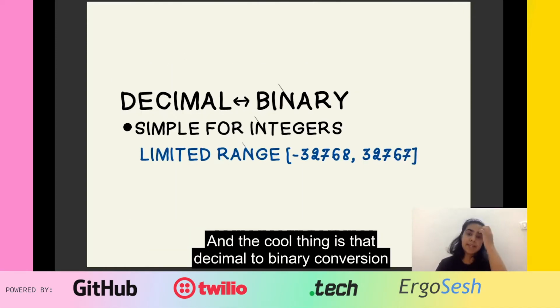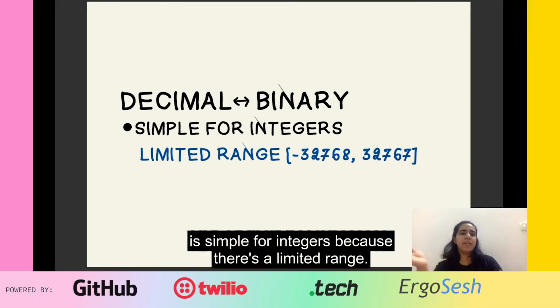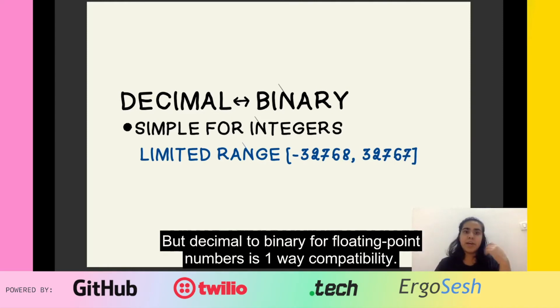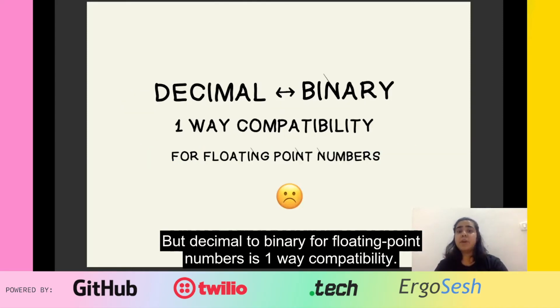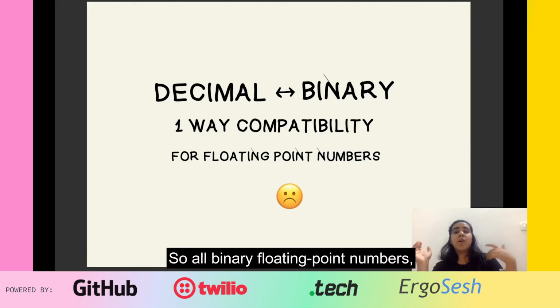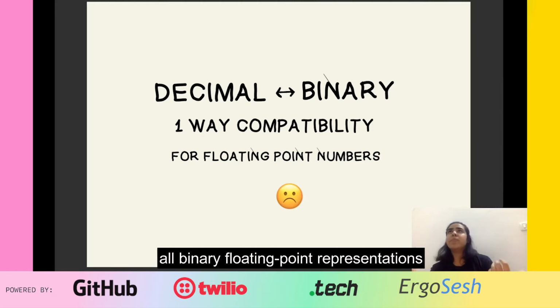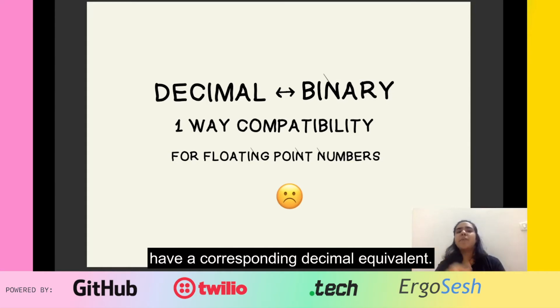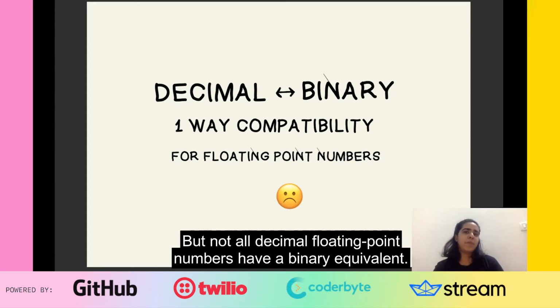And the cool thing is that decimal to binary conversion is simple for integers, because there's a limited range, but decimal to binary for floating point numbers is one-way compatibility. All binary floating point representations have a corresponding decimal equivalent, but not all decimal floating point numbers have a binary equivalent.